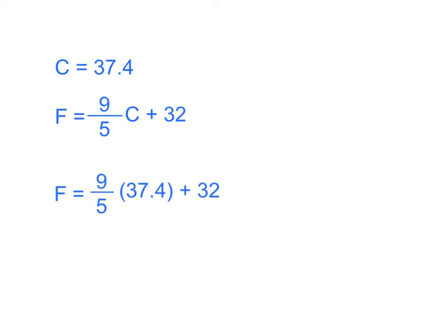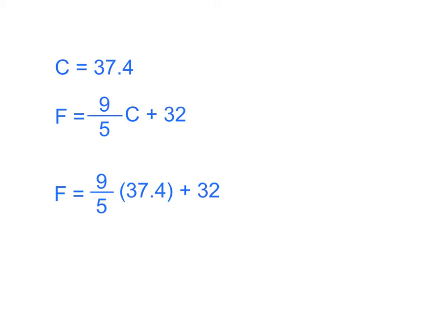To make the formula work for us, we will take out the letter C and replace that with a set of parentheses containing the 37.4, the value of the Celsius temperature. So we have our formula: F equals 9/5 times 37.4 plus 32.